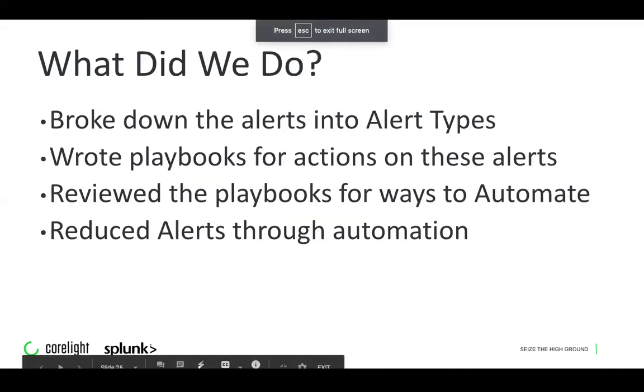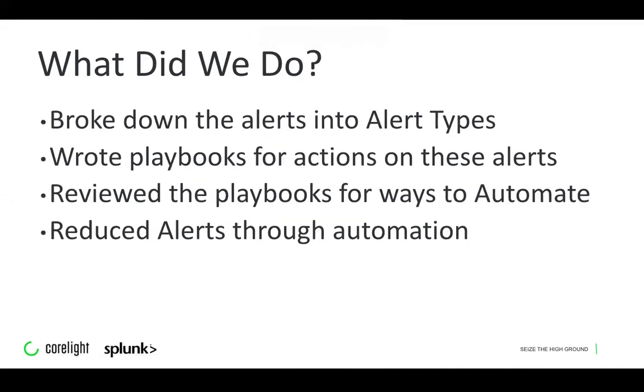So here's our journey. First thing we did, and I'll cover each of these 4 steps in a little more detail, but the first thing we did is we broke the alerts down into alert types, lumped them together so that we could address them. Next, we had our analysts write playbooks for the actions to do on these alerts. And then we reviewed the playbooks for ways that we could automate. What could we take? What steps could we just automate right off in those playbooks? And through that automation, we were able to reduce alerts.